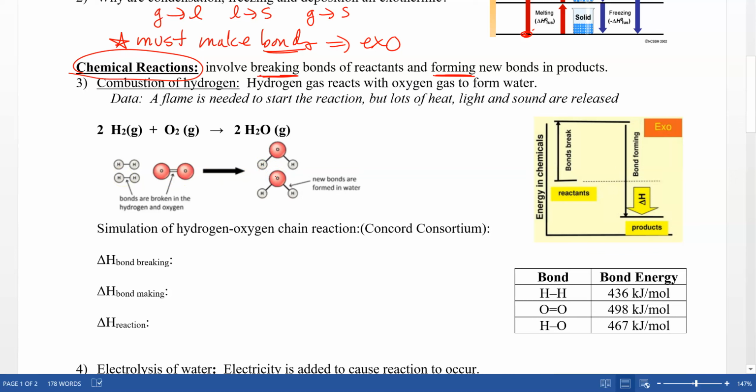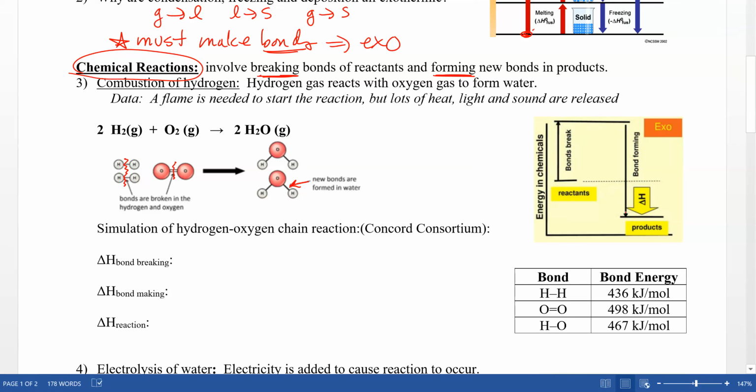So you want to think about, well, what has to happen to get that reaction to occur? Well, we're going to have to break these bonds between the two hydrogen atoms in each hydrogen molecule. You're going to need to break that double bond between the two oxygens, but then you're going to be making all of these oxygen to hydrogen bonds in the water molecule. So there's going to be 4 of those. And so you're going to need to break bonds, and then you're going to make the bonds as well.